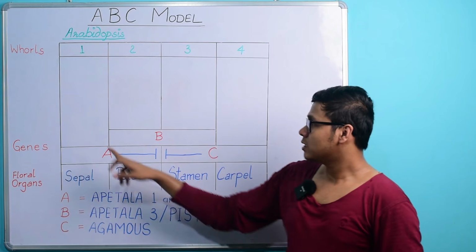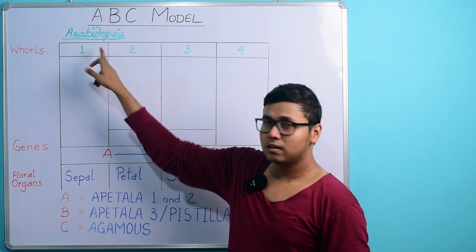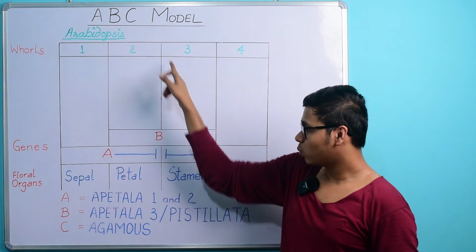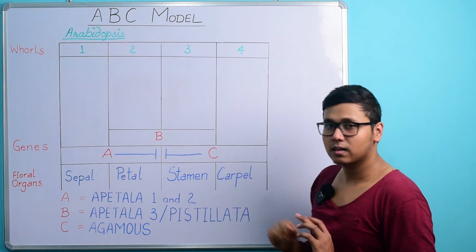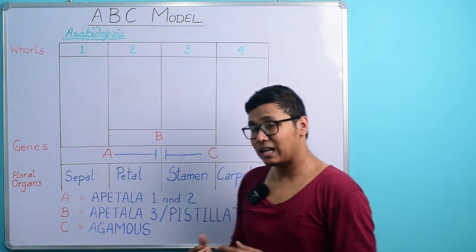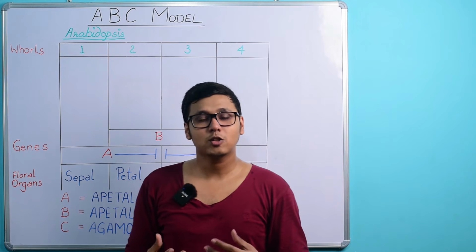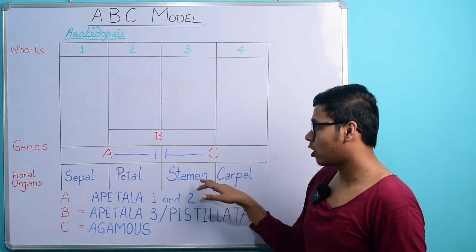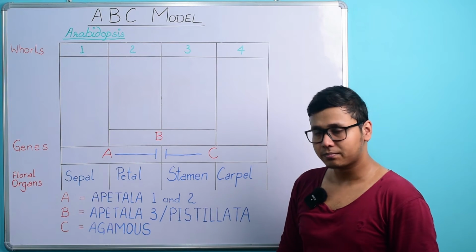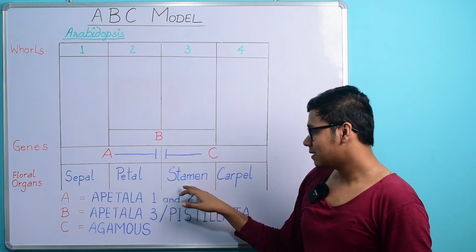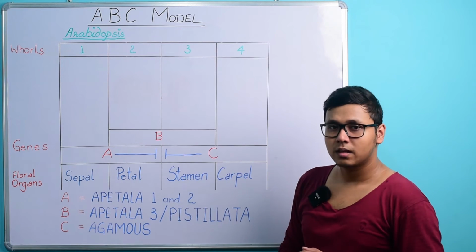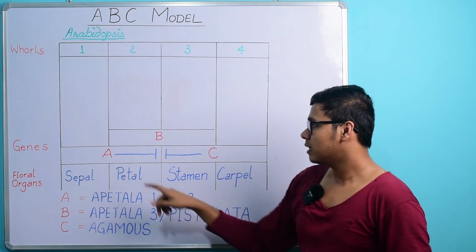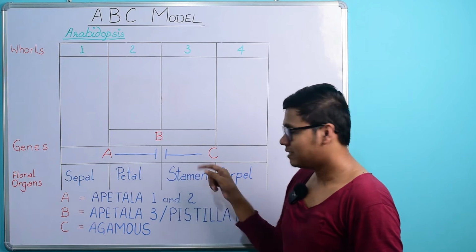Getting my point? So first whorl sepal, second whorl petal, third whorl stamen and fourth whorl carpel, right? This is the wild type condition. Okay, this is the normal arrangement of these floral organs in Arabidopsis. These organs are identified in these whorls by a few homeotic genes. Suppose they are A, B and C.